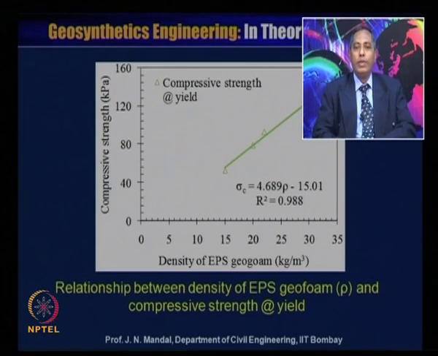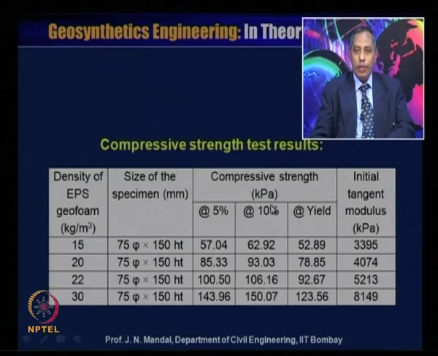Here is the relationship between the density of EPS geofoam rho and the compressive strength at yield. So, this is the compressive strength at yield. We know that the x axis is the density of the EPS geofoam in kg per meter cube, and the y axis is the compressive strength in kilopascal. For the different densities, either 15, 20, 22 and 30, we know the compressive strength at yield.